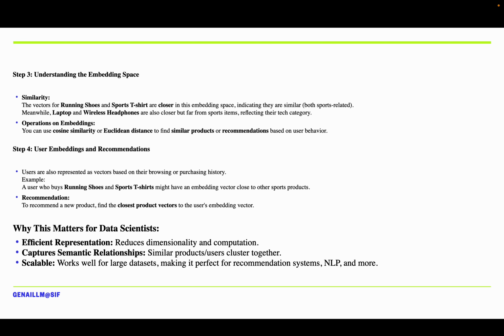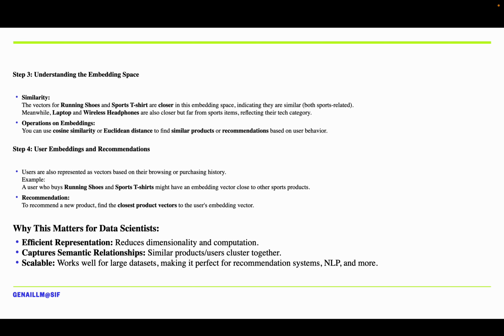Users are also represented as vectors based on their browsing and purchasing history. A user who buys running shoes or sports t-shirts might have an embedding vector close to sports products. To recommend a new product, to find a closer vector, we can use Euclidean distance or cosine similarity with the user's embedding vector.